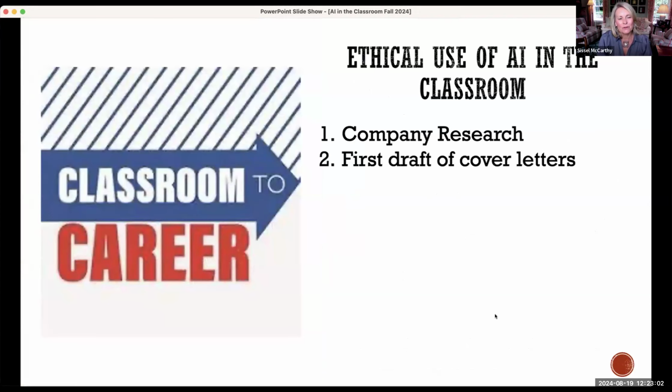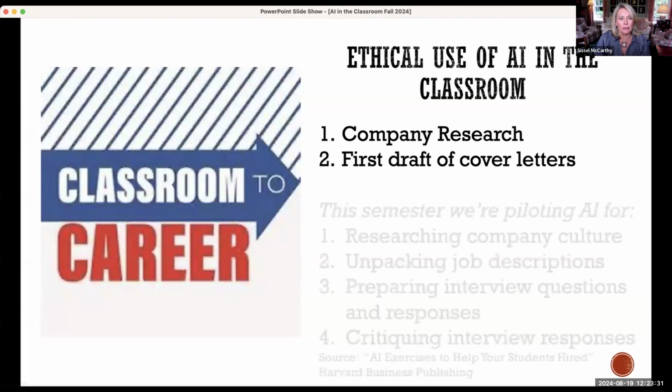So this is actually where we are going to be using AI. We already started using it last semester. We're going to use it more extensively this semester. It's a course called From Classroom to Career, and it's where we help journalism students get ready for job interviews or internship interviews. And so far, students have been using it for what you'd expect: company research and first drafts of cover letters. Now this semester, we are going to do even more.